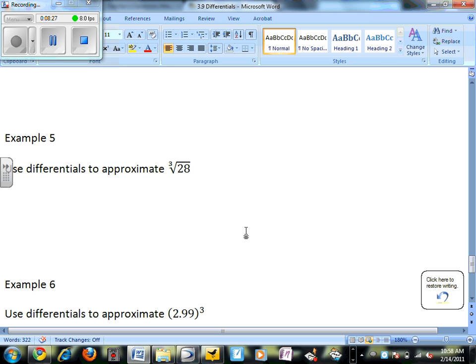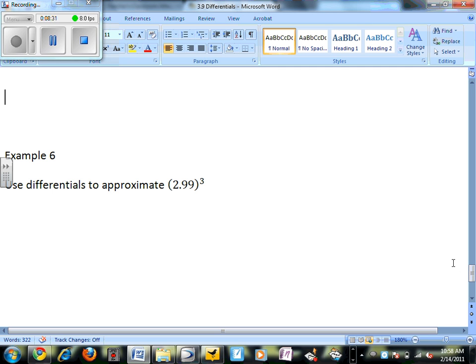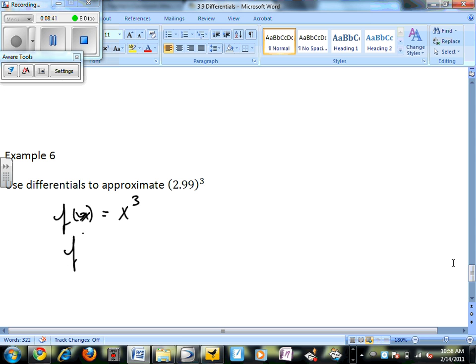Last one, use differentials to approximate 2.99 to the 3rd power. Well, let's write our function. f of x equals x cubed. Let's find our derivative. It equals 3x squared. And so to approximate this function, we're going to say dy equals our function plus our differential, 3x squared dx.